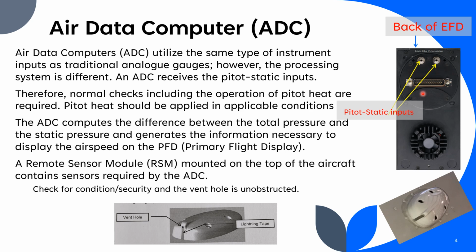The air data computer calculates the difference between the total pressure and the static pressure to generate the information necessary to display airspeed, for instance, on the PFD. There is also a remote sensor module, RSM, mounted on the top of the aircraft, which contains the other sensors required by the ADC. You should check for the security and the condition of the RSM before flying the plane.